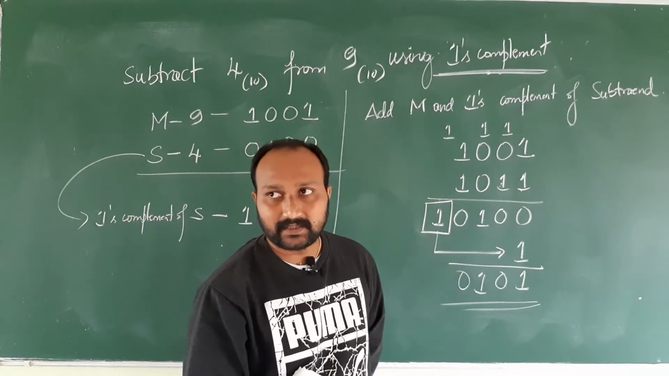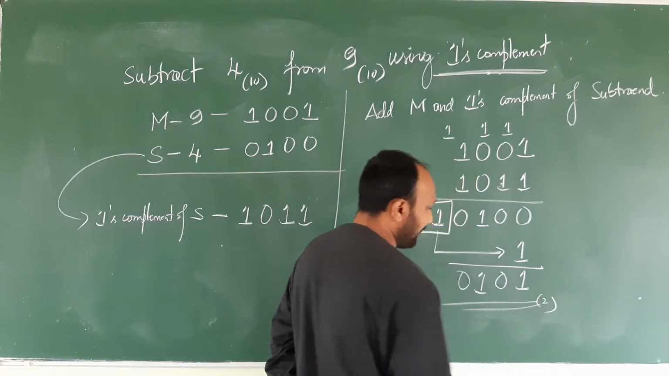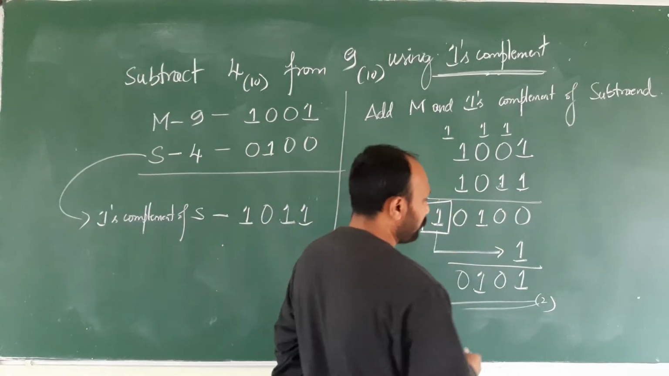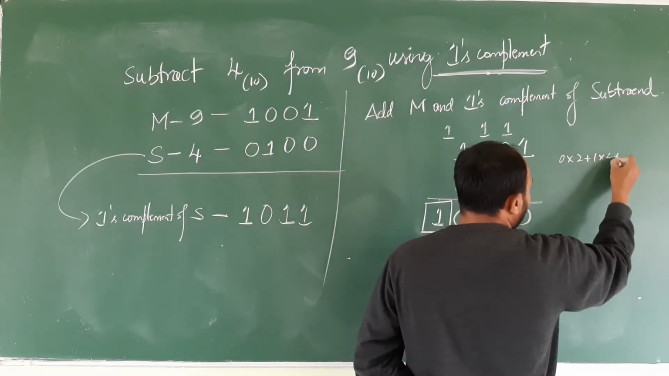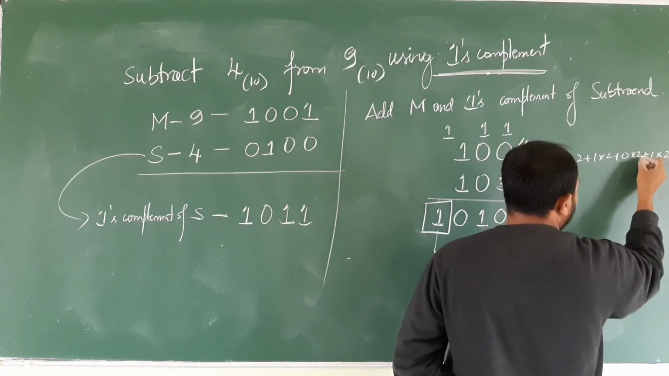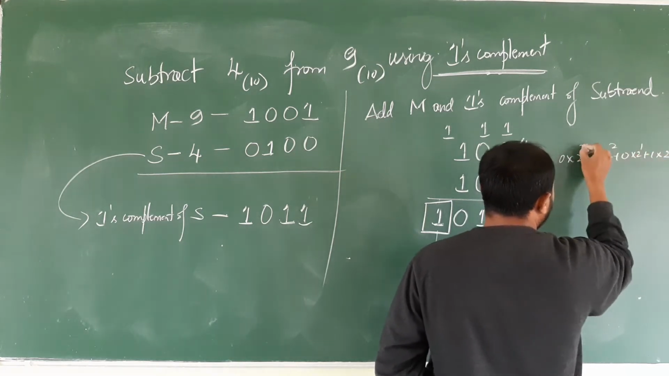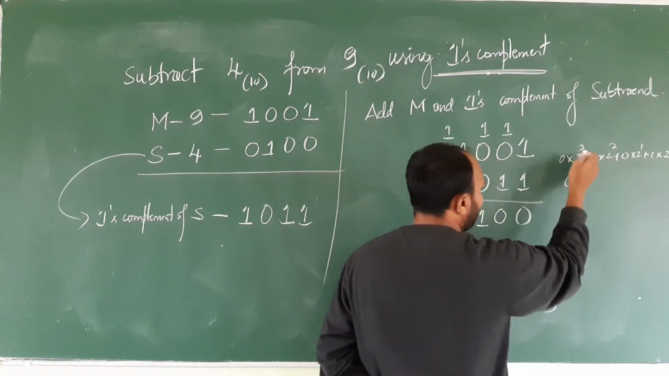Let us check whether we are correct or not. Please notice here, I am converting this complete binary into decimal. So how to convert it? Very simple. 0 into 2 to the power 3, plus 1 into 2 to the power 2, plus 0 into 2 to the power 1, plus 1 into 2 to the power 0. Now I need to raise the powers: 0, 1, 2, 3. Sorry, 0 multiplied by anything is 0.